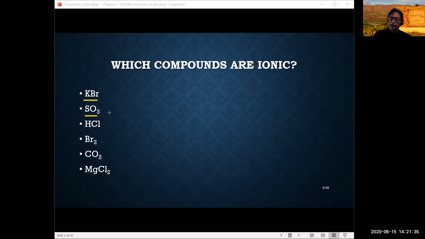This is a covalent compound. How do we know that? Because we've got sulfur and oxygen bonded together.